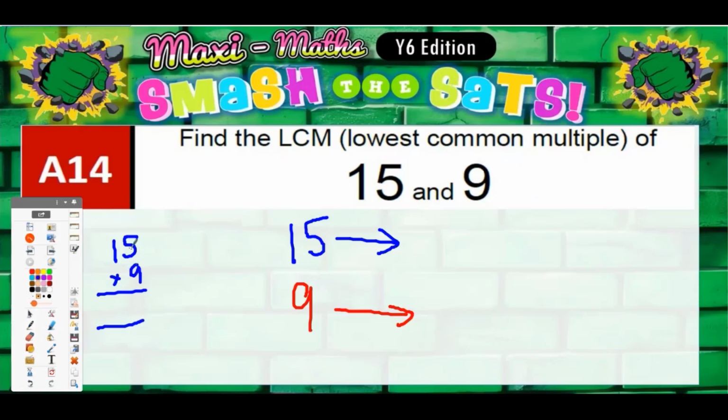So I wouldn't rely on that method because you could get lucky, but you could also get it completely wrong. So 9 times 5 would be 45. 9 times 1 is 9, plus 4 is 13. But that does not mean that 135 is going to be the lowest common multiple, as you're about to see.